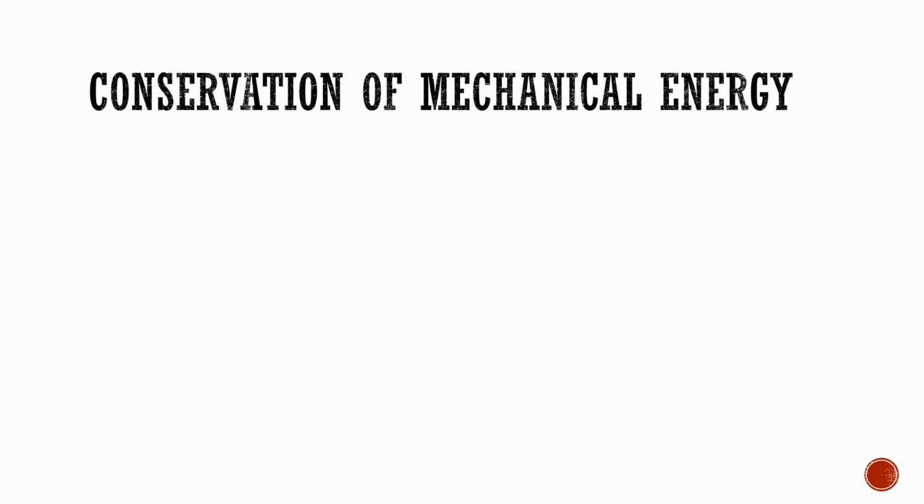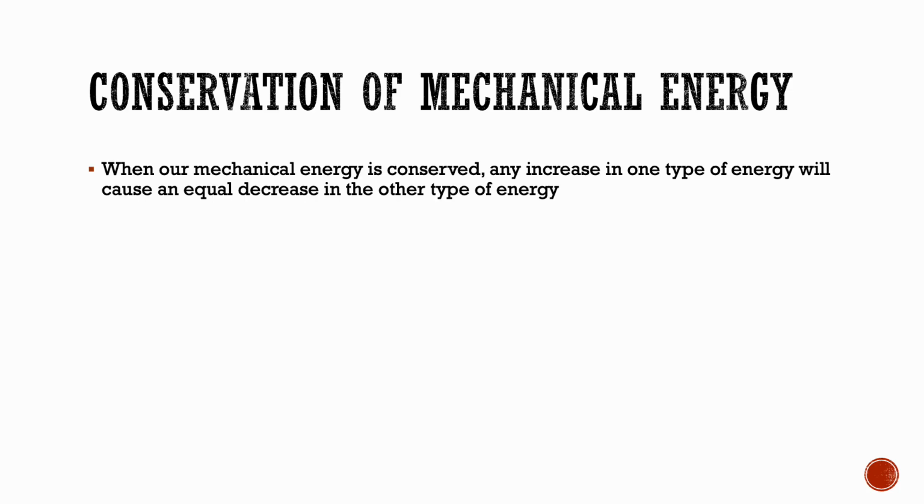For conservation of mechanical energy, when our mechanical energy is conserved, any increase in one type of energy will cause an equal decrease in another type of energy. So if we lose, say, 100 joules of kinetic energy, we gain 100 joules of potential energy, or vice versa. Now from this, we get our change in kinetic energy plus our change in potential energy equals 0. So if one increases, the other has to decrease by the same amount to maintain that equals to 0.